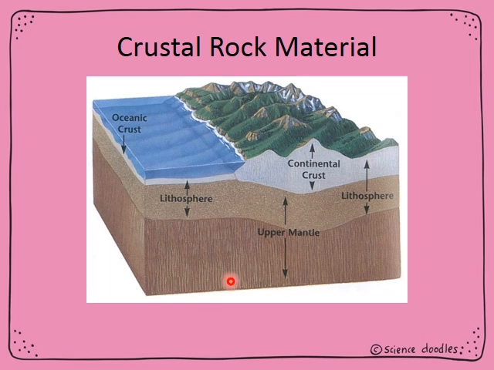So again, we have another picture here. So we have our crust, continent here, oceanic crust here, which is part of the lithosphere, which includes part of the upper mantle. So this is all part of the crust. So you can see how it's a little bit thicker where the continents are and a little bit thinner where the oceans are.